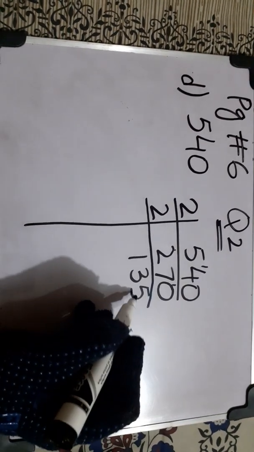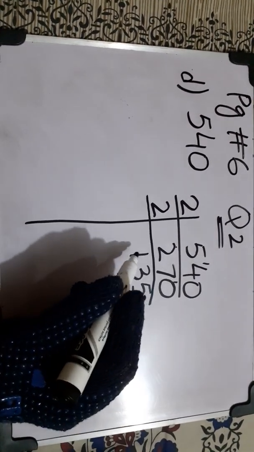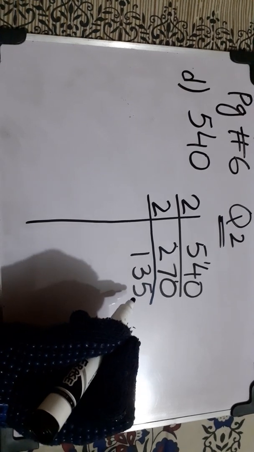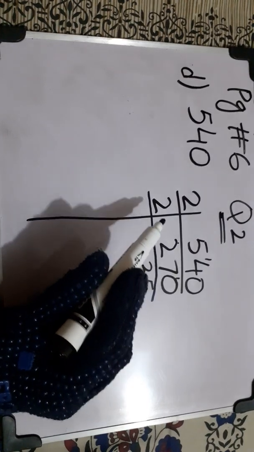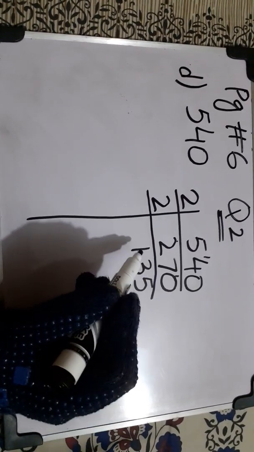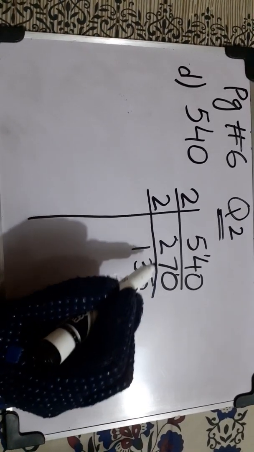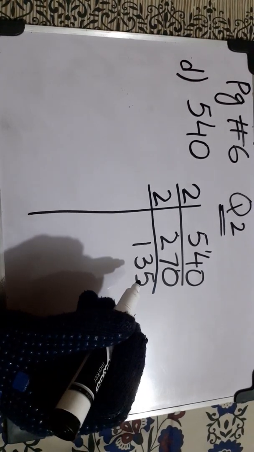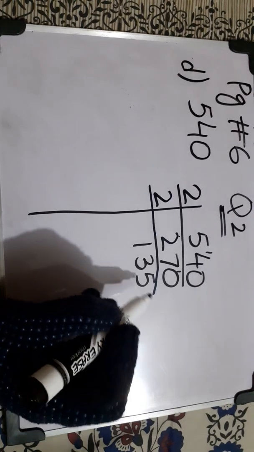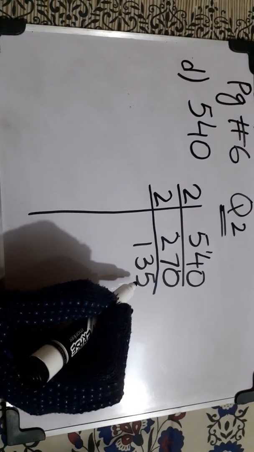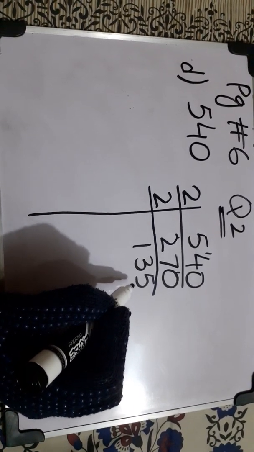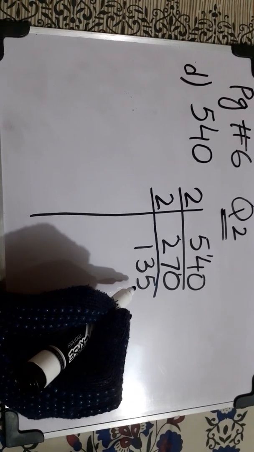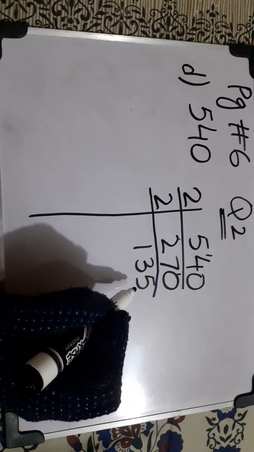Now the last digit is odd, so the whole number is odd. So 135 does not come in the table of 2 because it is an odd number. So what I told you is that when the last digit of a number is 5, then it comes in the table of 5.